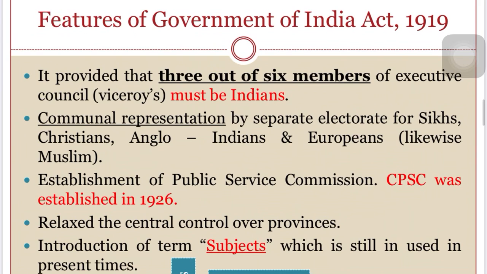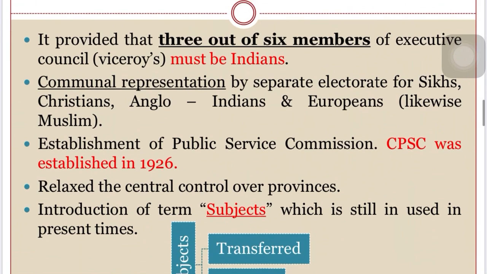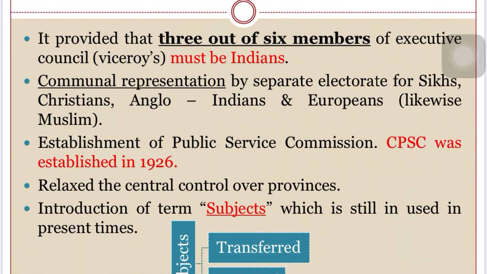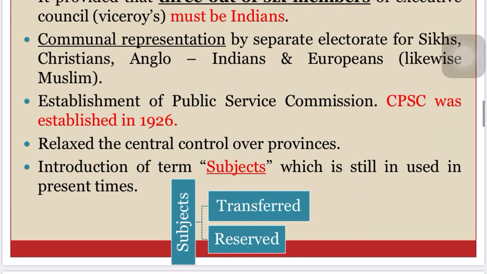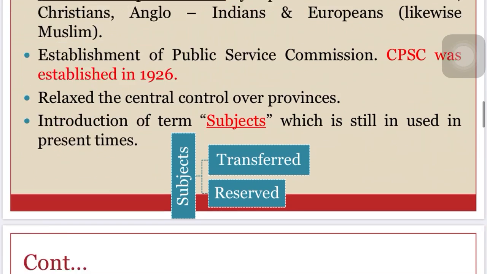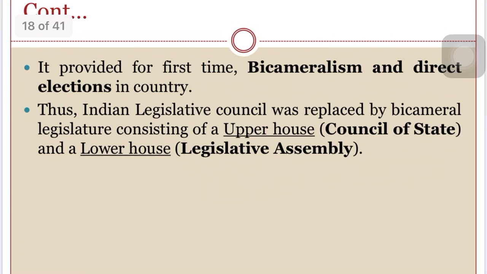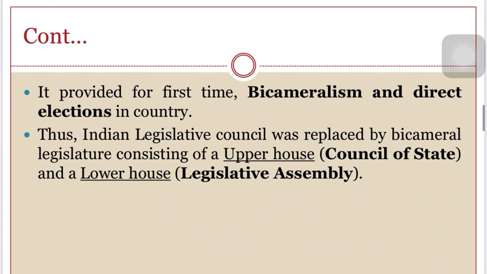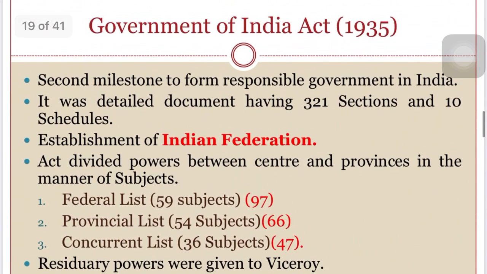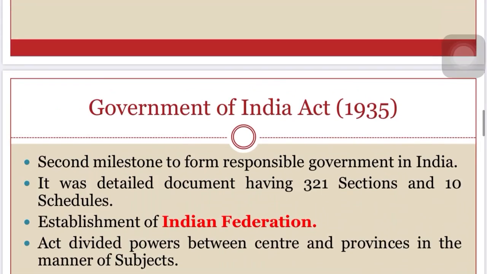There was relaxation of central control over the provinces. It introduced subjects still used in the present time, transferred and reserved, two terms we know very well. It provided for the first time bicameralism and direct elections in the country. The Imperial Legislative Council was replaced by a bicameral Legislature with an Upper House and a Lower House. Now the lecture ends here.